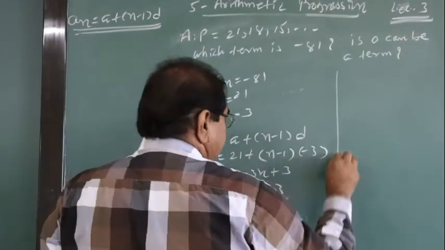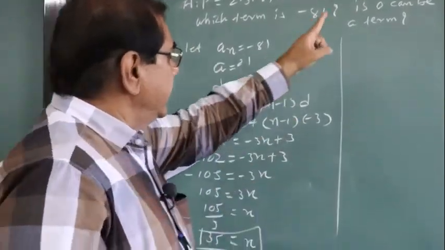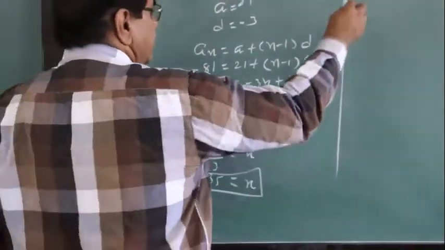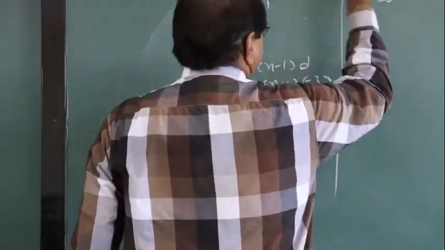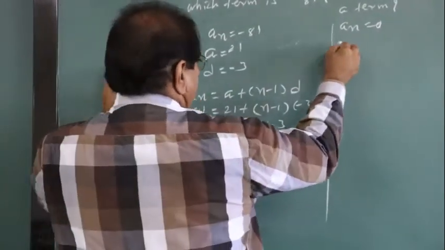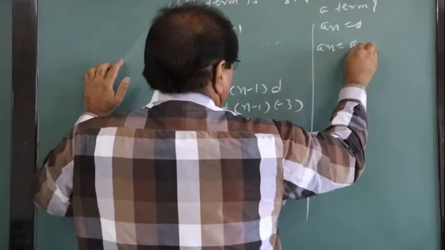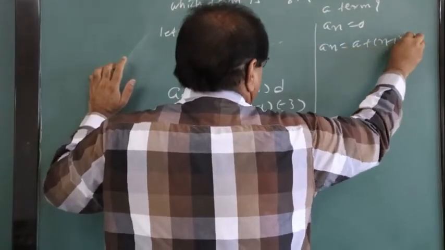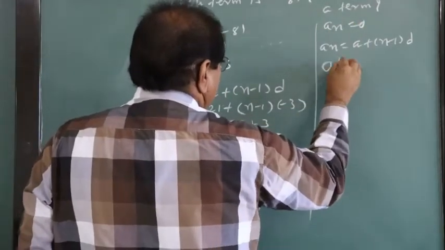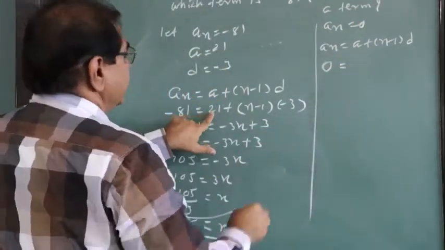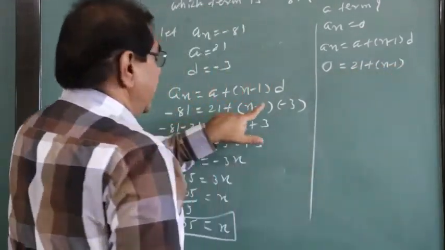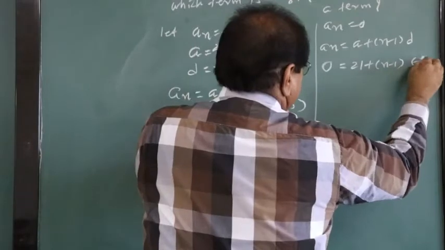Now the second question of the same AP. Can 0 be one of the terms? Now we assume, suppose An is equal to 0. Now A and D are the same. I write the formula. An is equal to A plus (n minus 1) into D. So what is An here? I have assumed it as 0. 0 is equal to A, which is 21, plus (n minus 1) into the difference, which is minus 3.